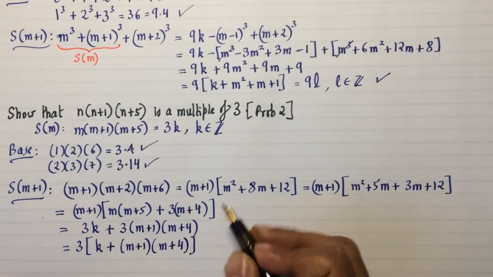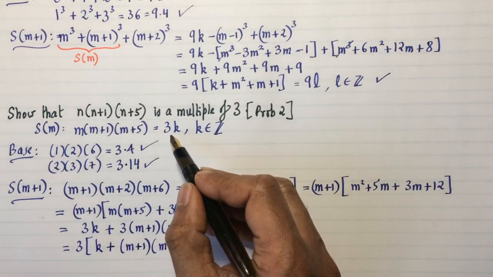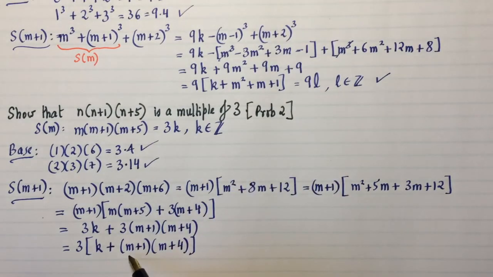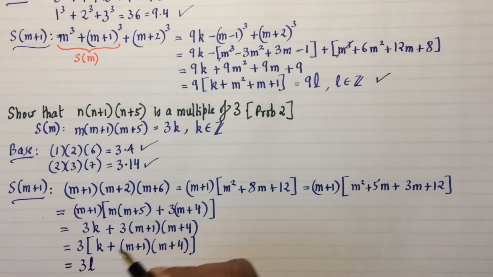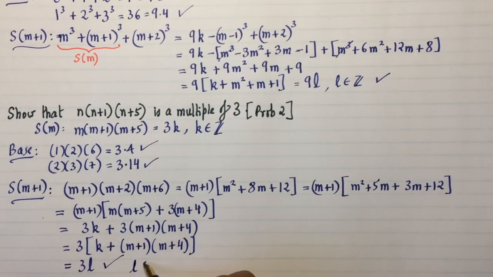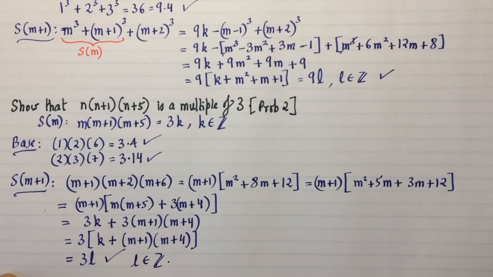Now if k is an integer, which it is by assumption, and m is an integer, which it is, m plus 1 times m plus 4 must also be an integer, and k plus all that must be another integer. Let's call it L. So we have shown that the inductive step is true, and so the statement must be true for all values of integers by the principle of mathematical induction. So in this way, we have shown another abstract statement using the principle of mathematical induction.